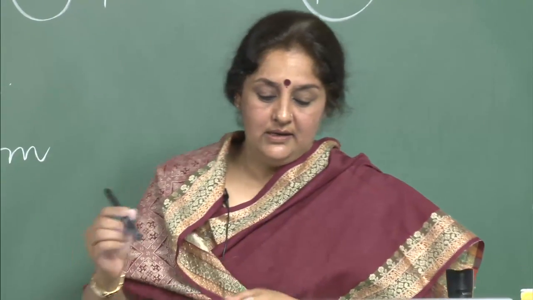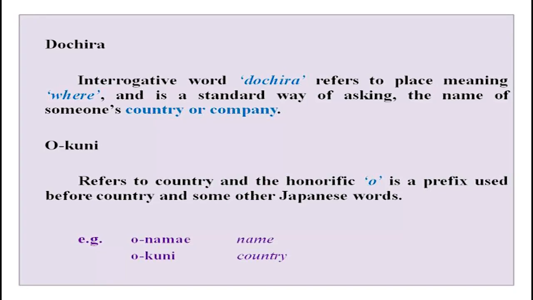Similarly over here, okuni, kuni is country and o is a prefix used before country and some other Japanese words. For example, onamae, which we will do a little later.